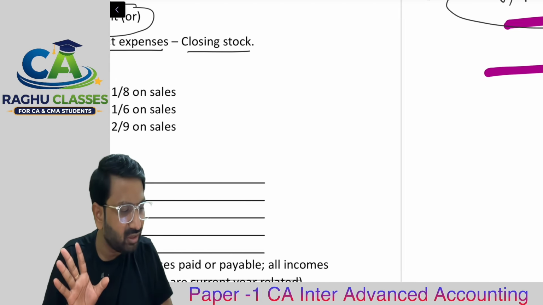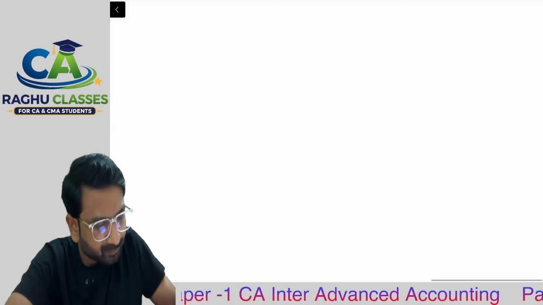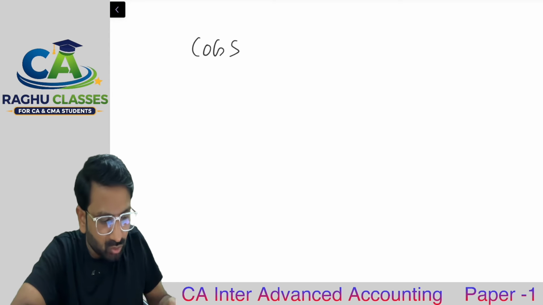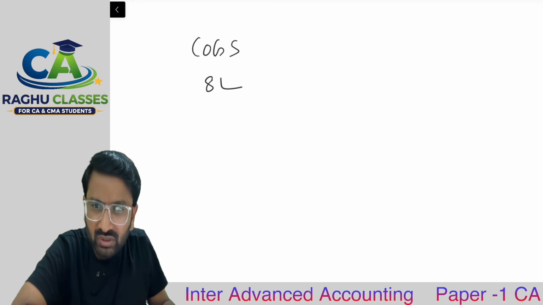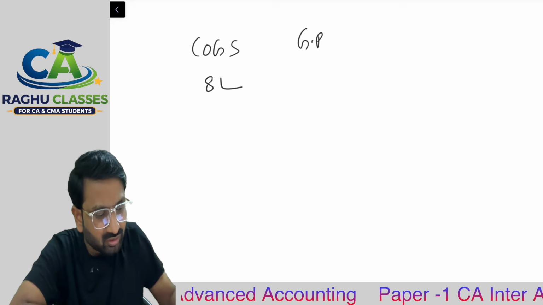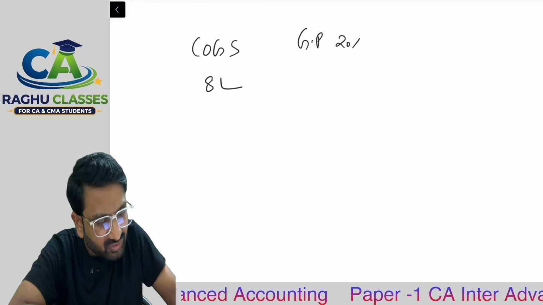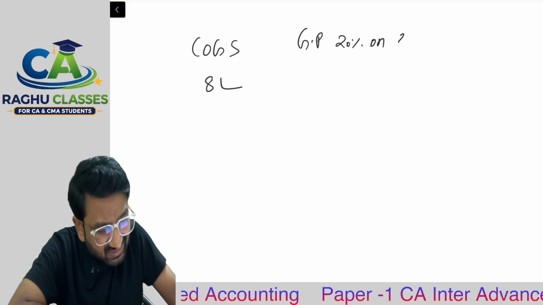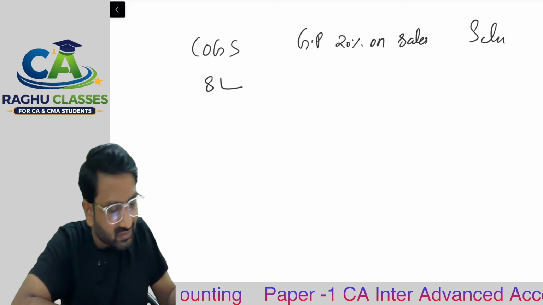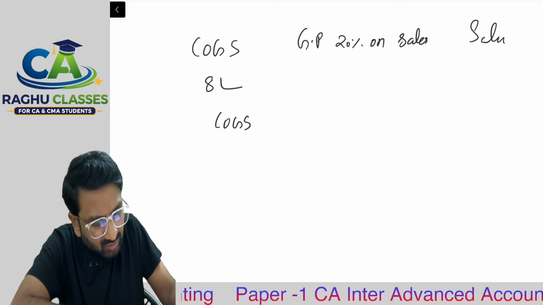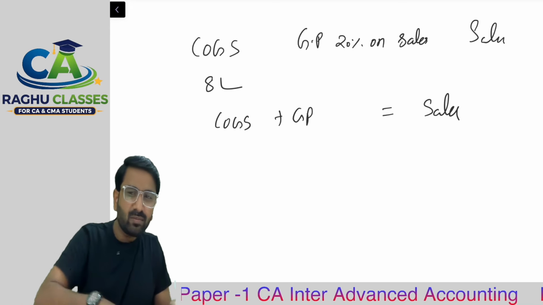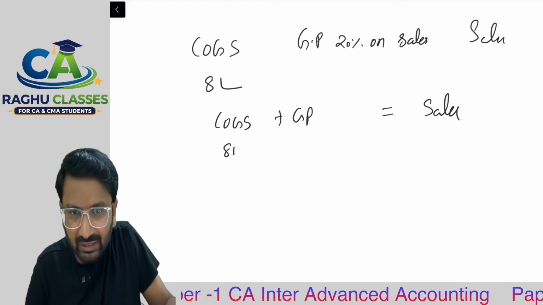Now, see, there is one important shortcut that I wanted to explain here. Let's say you're selling, cost of the goods sold is 8 lakh. Gross profit, let's say, is 20% on sales. Now, what is your sales? Now, can I say cost of the goods sold, if I add the gross profit, I'm going to get sales. Now, in the example that I'm giving you, what is my cost here? 8 lakh.